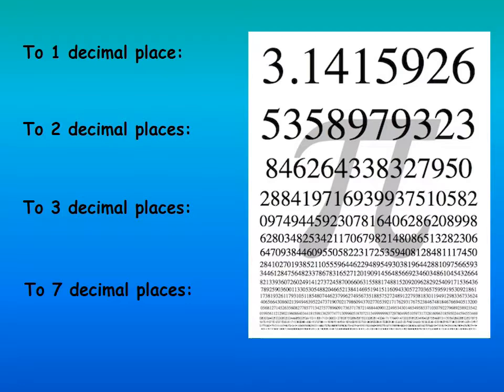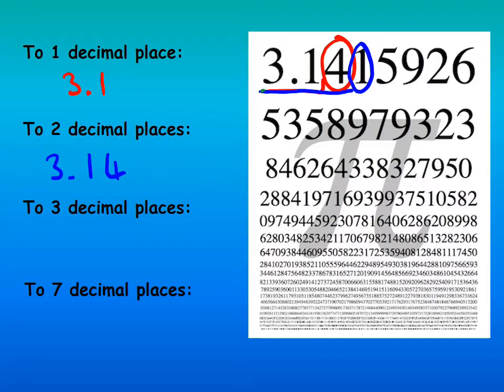So let's have a look. 1 decimal place. I want 1 number after my decimal point. Does the 4 affect the 1? It does not, so it's 3.1. 2 decimal places. I want 2 numbers and I check the third one. Does the 1 affect the 4? It does not. So it's 3.14.